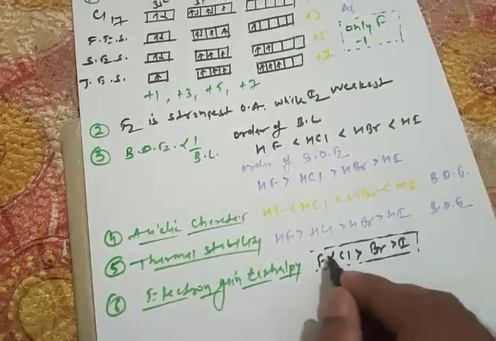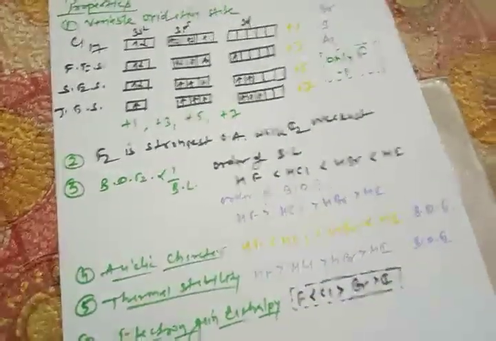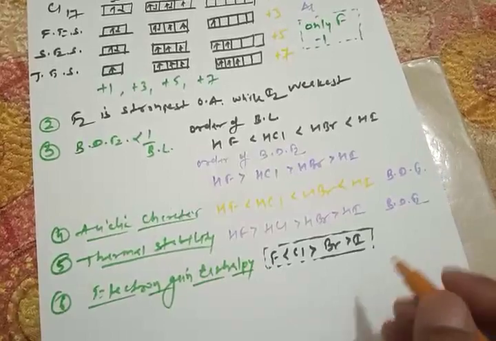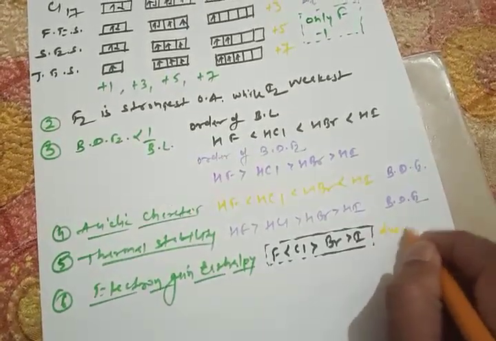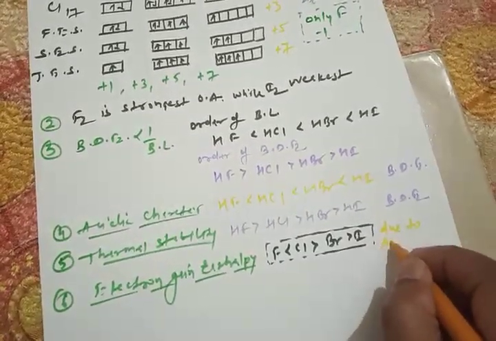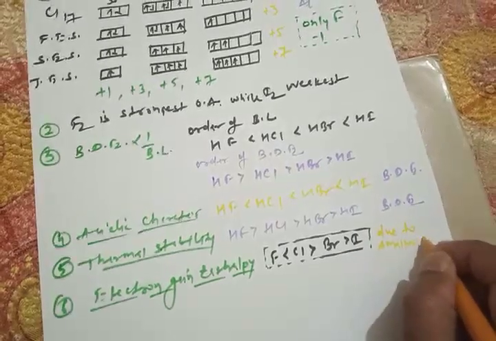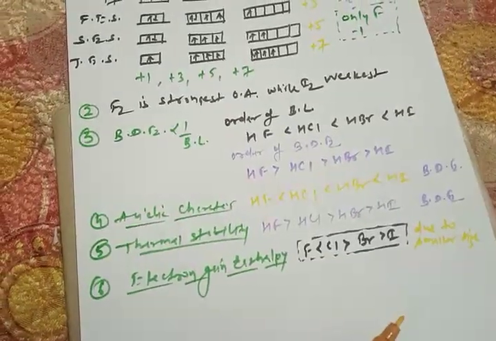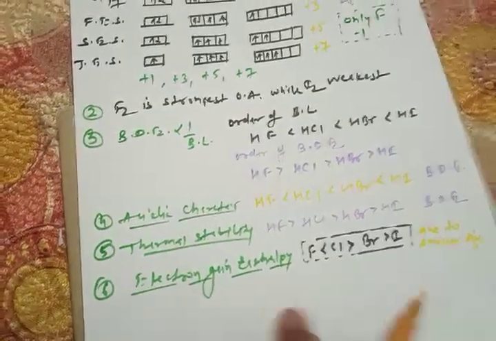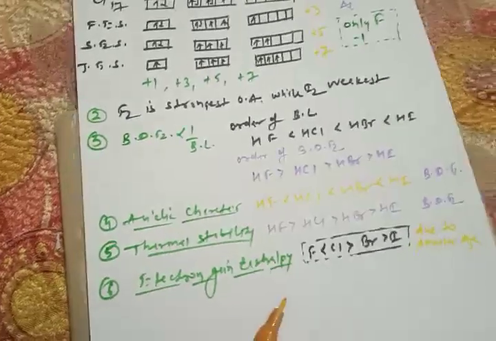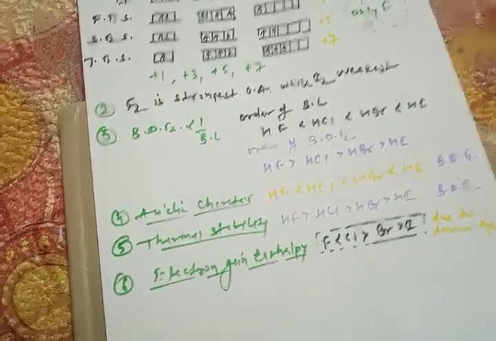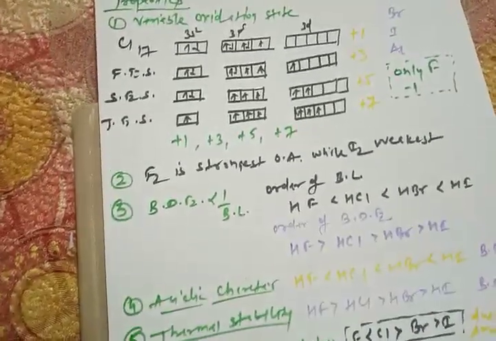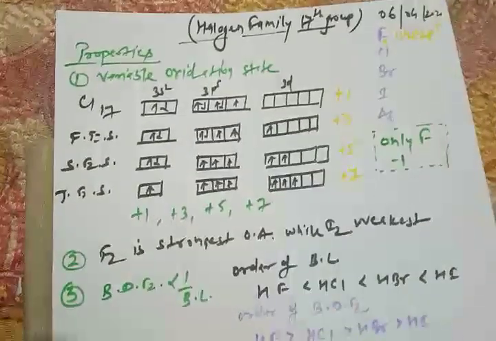Chlorine has the strongest electron gain enthalpy, and the reason is the smaller size of fluorine. It is not in the traditional manner. Okay, so these are the different properties of halogens.